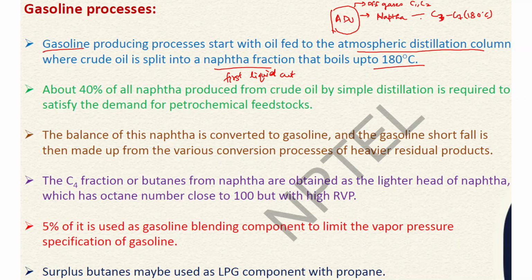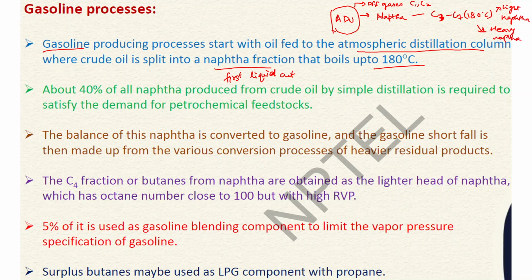and splitter, where the butane portion is separated from the naphtha to separate out the C4 fraction, that is the butane part is separated from the naphtha, and it is further split into two portions: light naphtha and heavy naphtha.